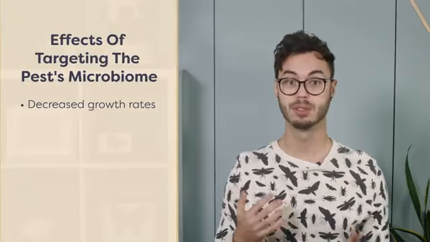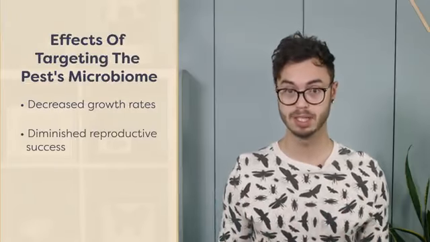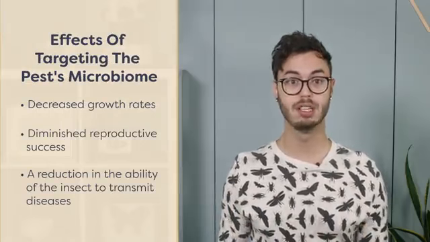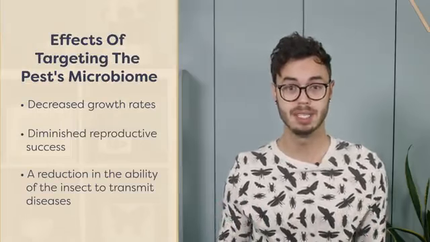Together, these microbes form what we refer to as a microbiome, a community of microorganisms that protect the host against diseases, produce essential vitamins, and assist in digestion. By disturbing or manipulating the microbiome of an insect pest, we can inflict different kinds of effects on the insect, such as decreased growth rates, diminished reproductive success, or even a reduction in the ability of an insect to transmit diseases.